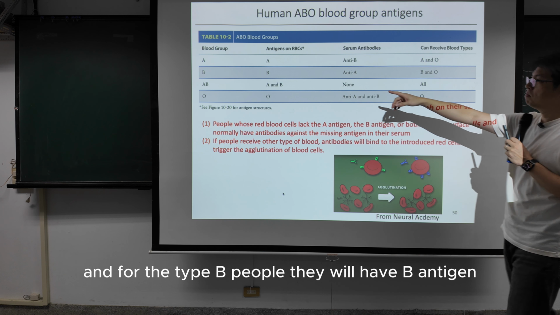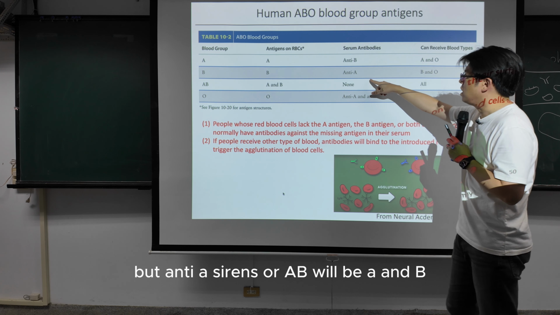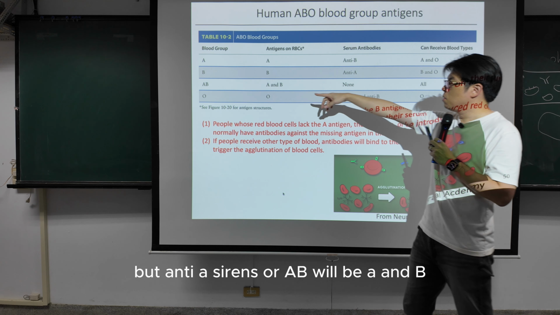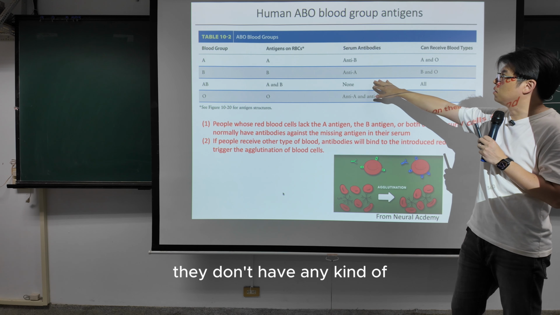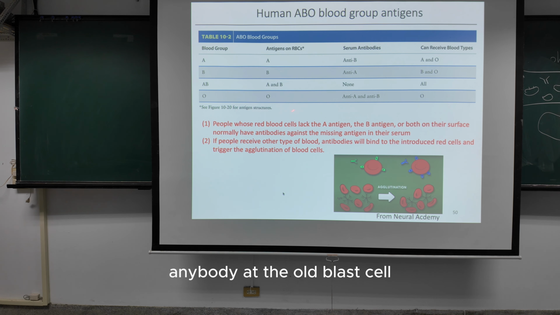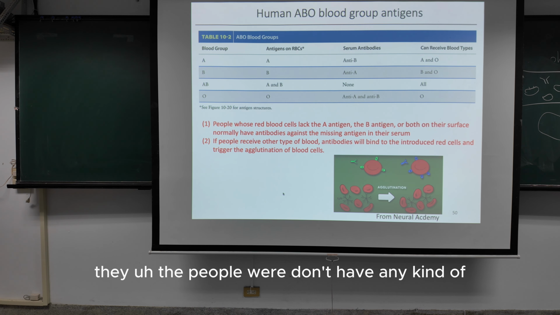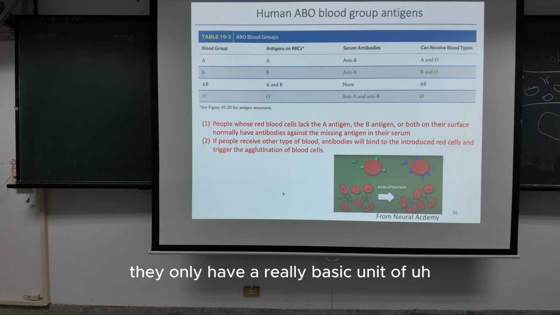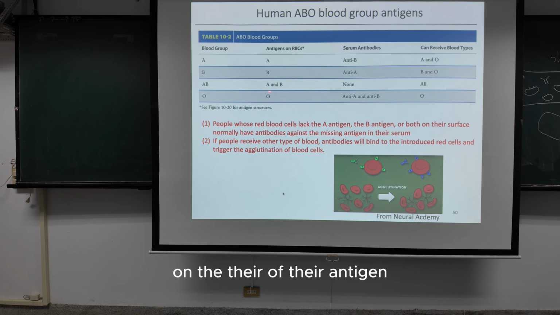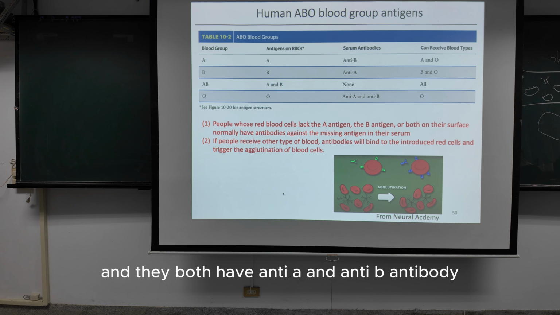And type B people will have B antigen, but anti-A in the serum. Type AB will have A and B, and they don't have any antibody. And type O people only have the really basic unit of the antigen, and they have both anti-A and anti-B antibodies.